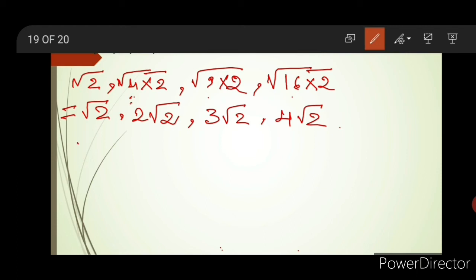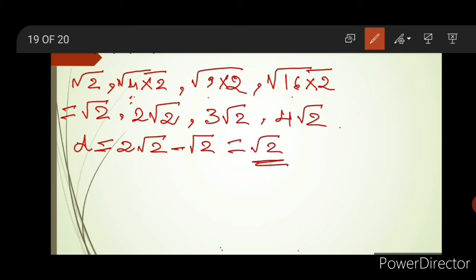Now I have to find out the common difference D. It is given by A2 minus A1. A2 is 2 root 2 minus root 2. On simplification we get 2 root 2 minus root 2 is equal to 1 root 2, that is root 2.